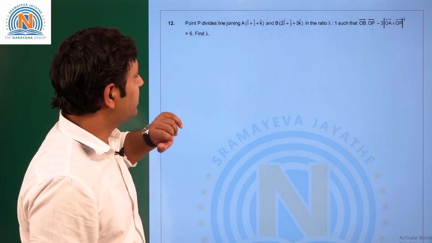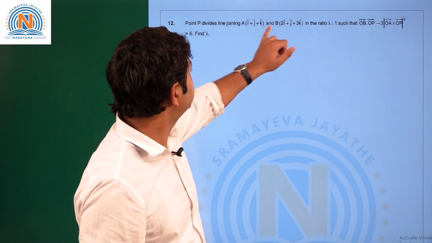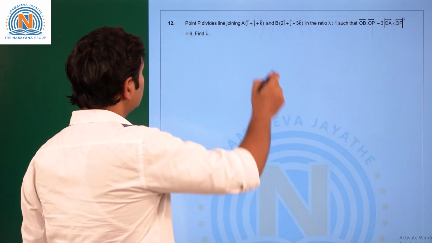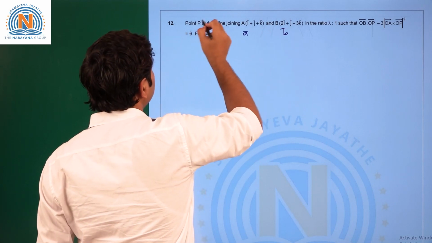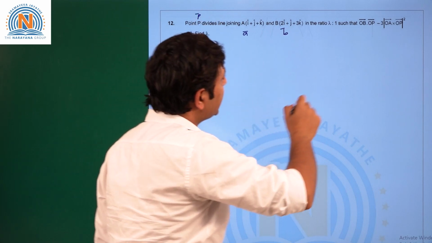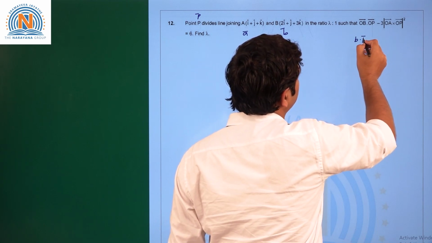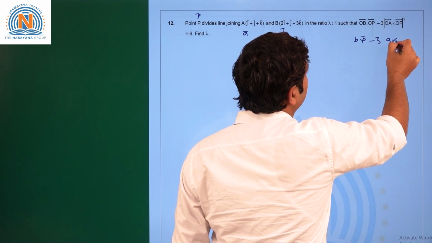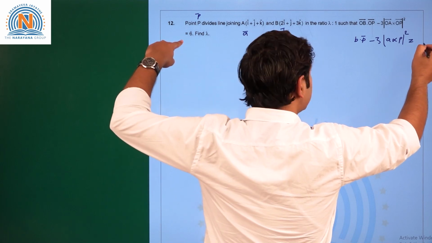Now we have vectors here. Point P divides the join of A and B in the ratio lambda is to 1. So let us say this vector is A cap, this vector is B cap. Position vector of point P, let's take as P cap. Whatever is given to us is given as B dot P cap is minus 3 times A cross P mod whole square and this expression is equal to 6.